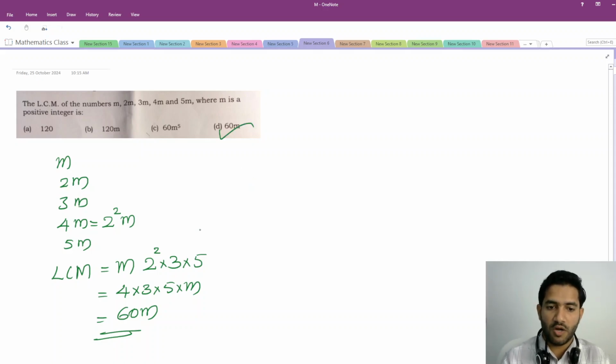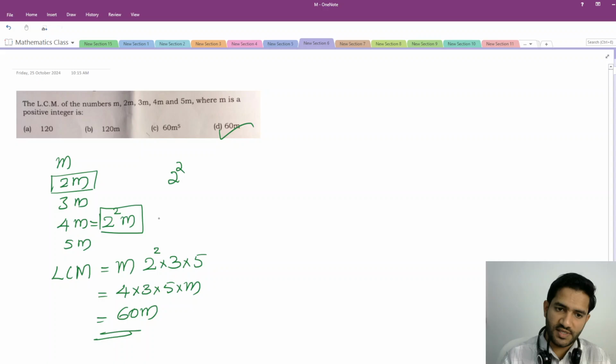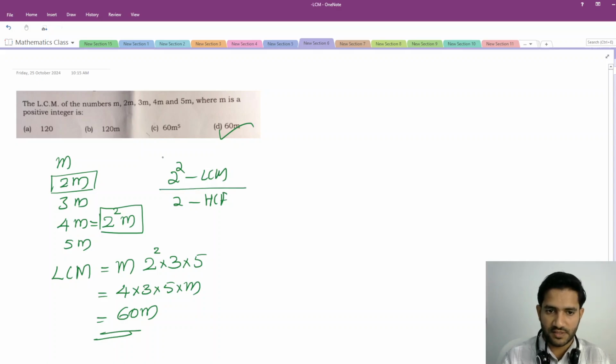LCM, least common multiple. Here we have only one difference, 2 and 2 square. For LCM we need to take 2 square. For HCF we want to consider 2. That's the difference. If you are taking LCM it is 2 square. If you are taking HCF it is 2. That's the difference between LCM and HCF.